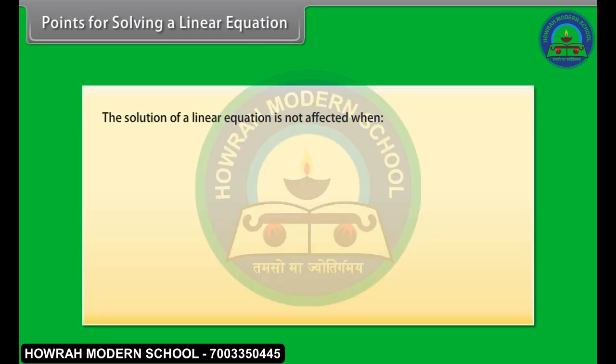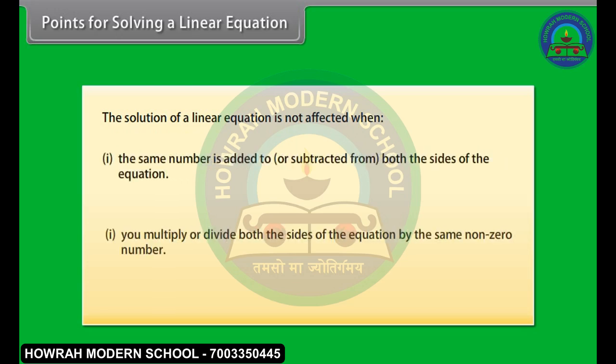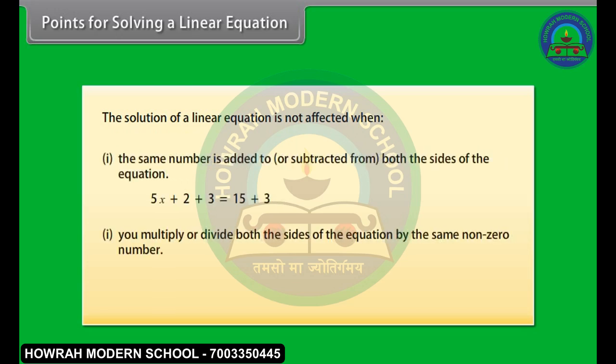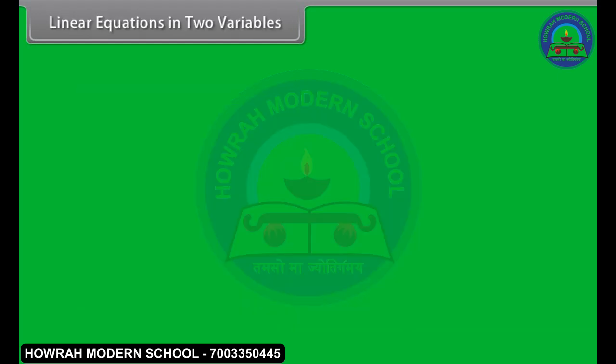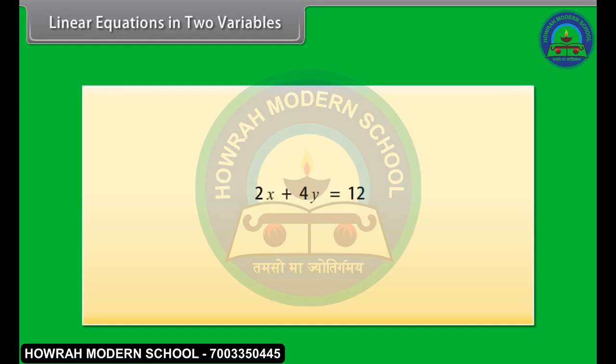Points for solving a linear equation. While solving an equation, you must always keep these points in mind. The solution of a linear equation is not affected when the same number is added to or subtracted from both the sides of the equation. You multiply or divide both the sides of the equation by the same non-zero number. Linear equations in two variables. A linear equation can have more than one variable. Here we'll study the linear equations in two variables.